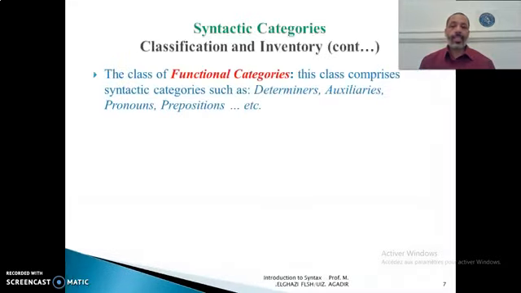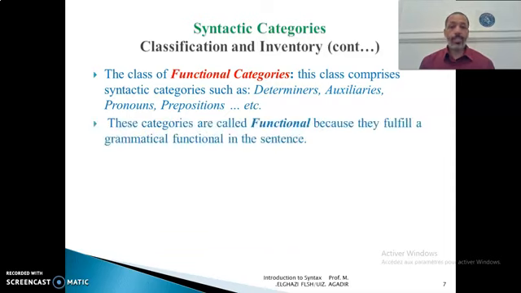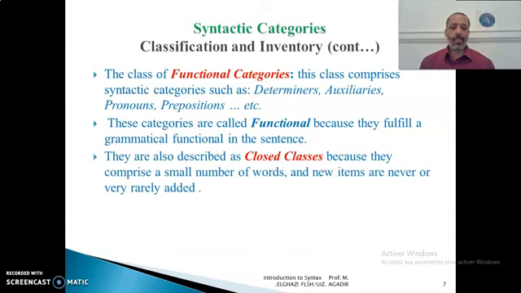Now, the second class is called the class of functional categories. This class comprises syntactic categories such as determiners, which means articles, for example, auxiliaries, pronouns, prepositions, negative markers, and so on. These categories are called functional because they fulfill a grammatical function in the sentence. They have no semantic content, but primarily a grammatical function, especially linking the parts of a sentence.